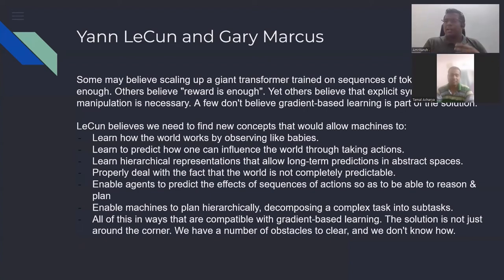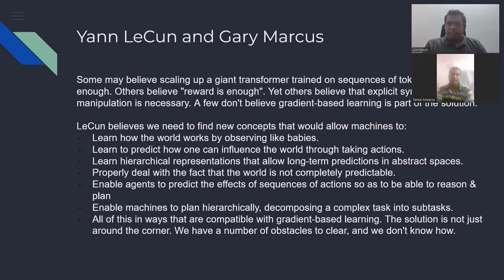And of course, you want to talk about hierarchical representations. That's where we started today. That can allow for long-term predictions in abstract spaces. And we want to deal with a world which is not completely predictable. And that's why Bayesian mathematics is fundamentally there, right? You have these priors, and based on priors and a sequence of priors, the outcomes could keep on changing.